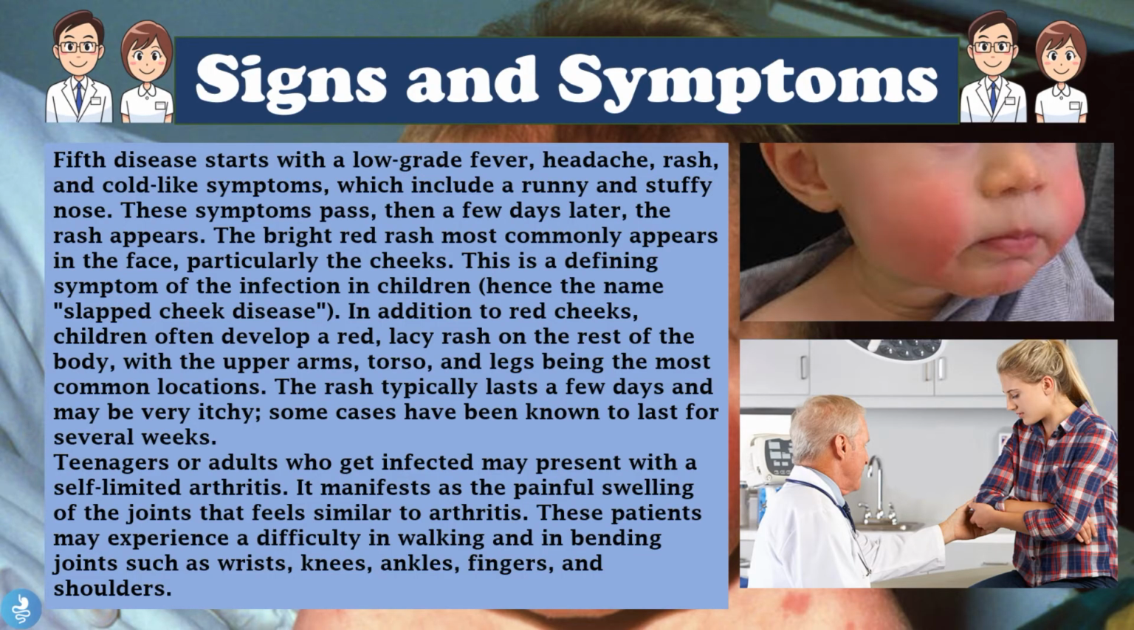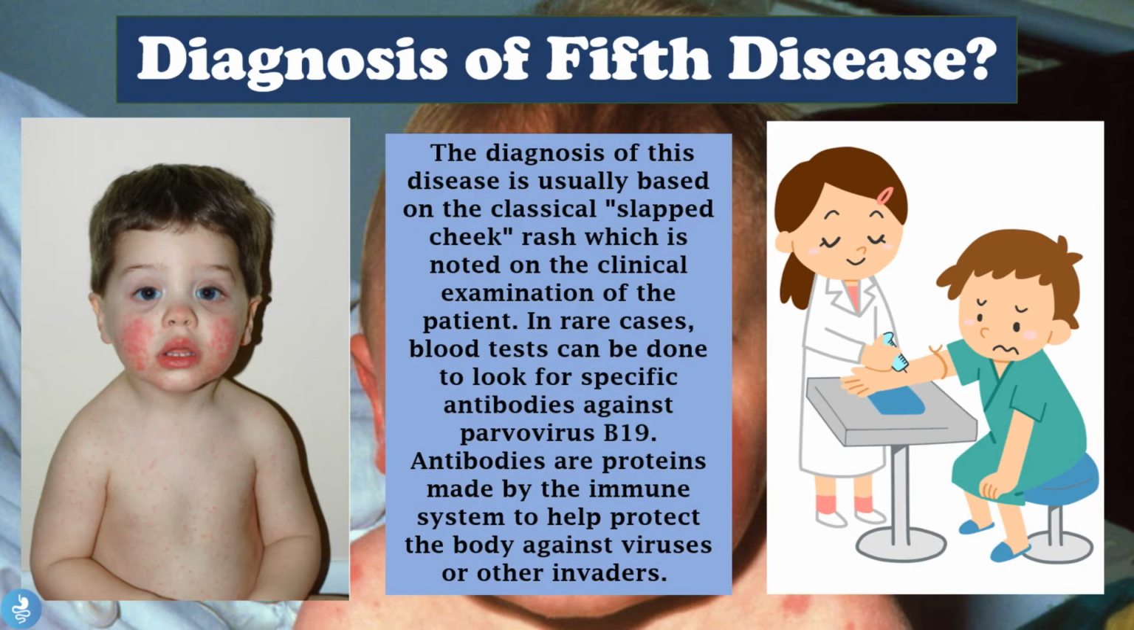So now that we know what the signs and symptoms of the disease are, let's take a closer look at how one can diagnose this disease. The diagnosis of this disease is usually based on the classic slapped cheek rash, which is noted on the clinical examination of the patient. In rare cases, blood tests can be done to look for specific antibodies against the Parvovirus B19. The antibodies are special proteins made by the immune system to help protect our body against viruses or other invaders. So usually the diagnosis is a clinical one, meaning that the classic slapped cheek appearance is usually a dead giveaway, and the diagnosis can be made in this way.